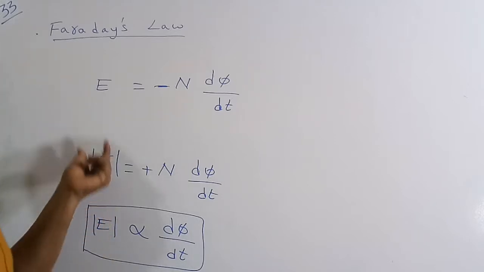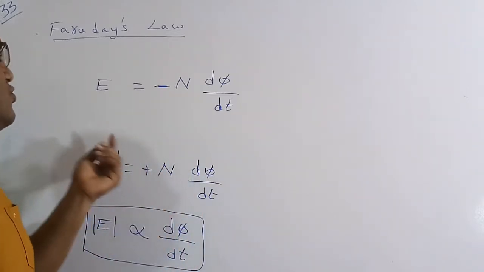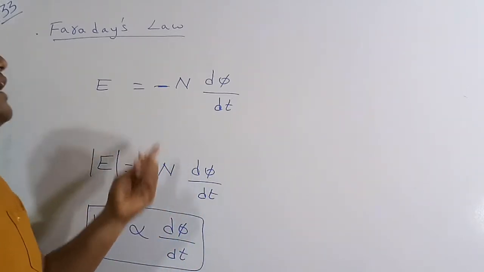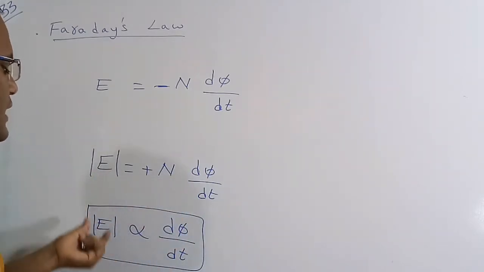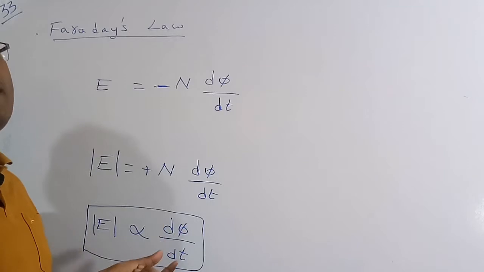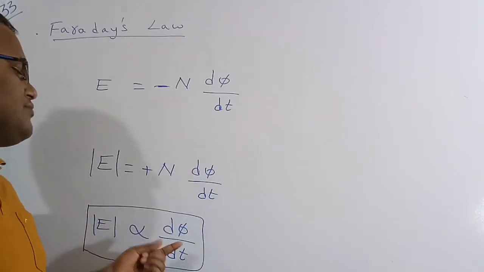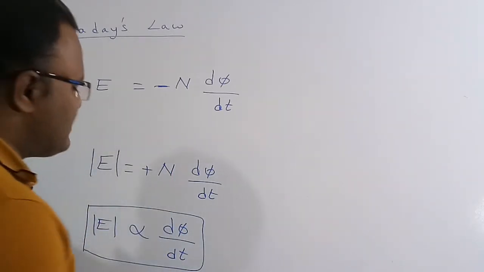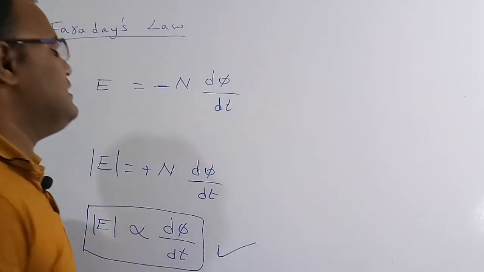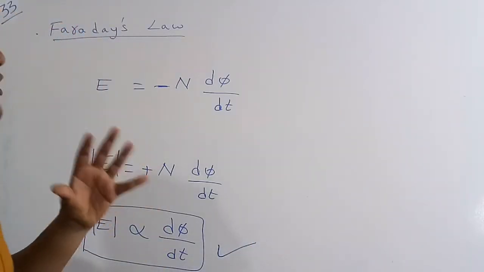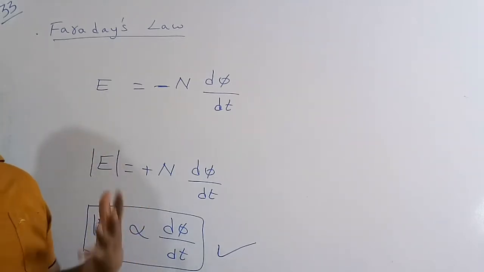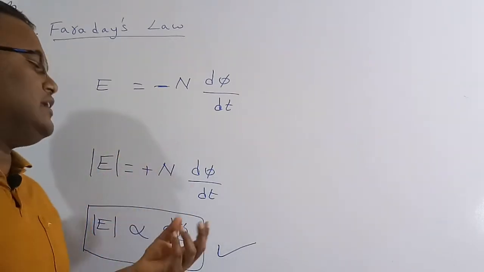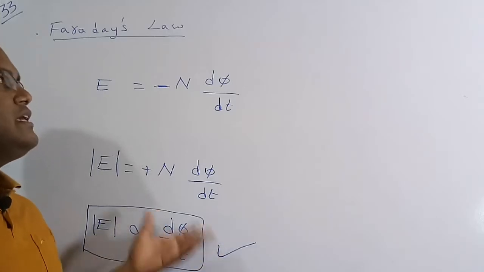If you want to know only the magnitude of the EMF, you have to take only the positive value, which is plus d phi by dt. So the magnitude of the induced EMF is directly proportional to the rate of change of flux. This is what is given by Faraday's law. It relates the amount of induced EMF with respect to the rate of change of flux in any coil. So this was given by Faraday's law.